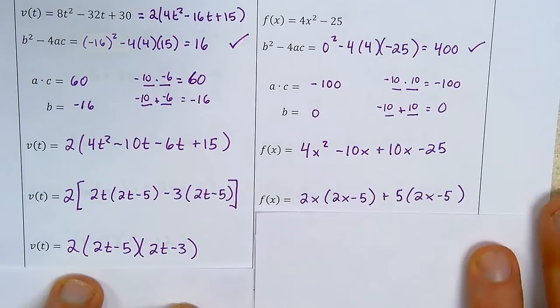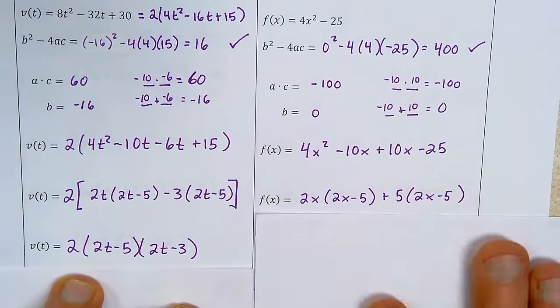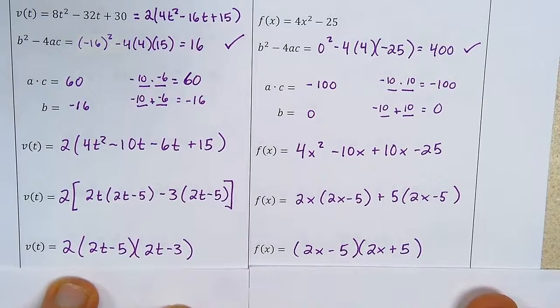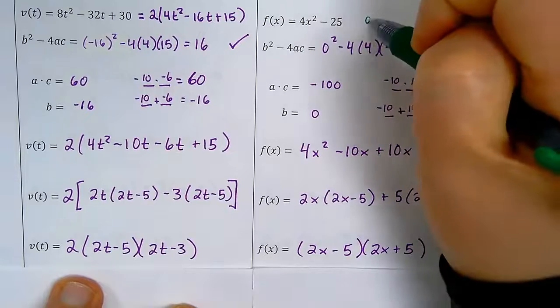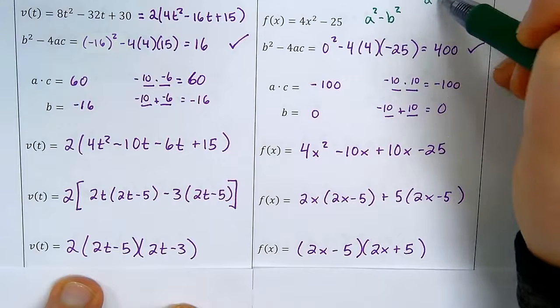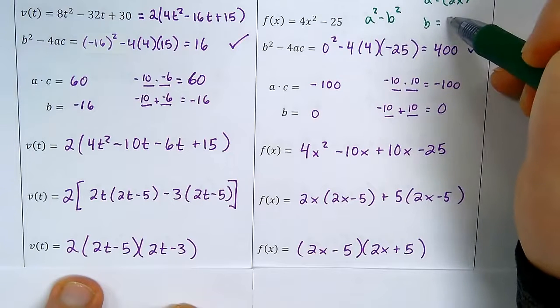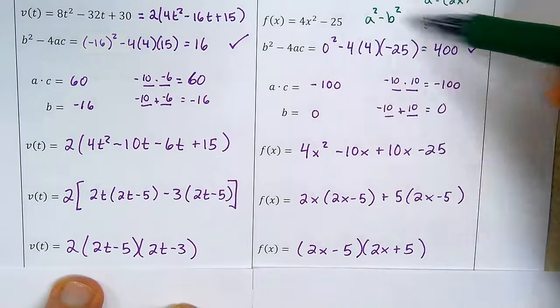Then we pull out a common factor of the first two terms, common factor of the second two terms, and we arrive at our destination of a factored form. Now, this particular polynomial is of the form a squared minus b squared, where a is 2x and b is 5. So 2x times 2x is 4x squared, and 5 times 5 is 25.